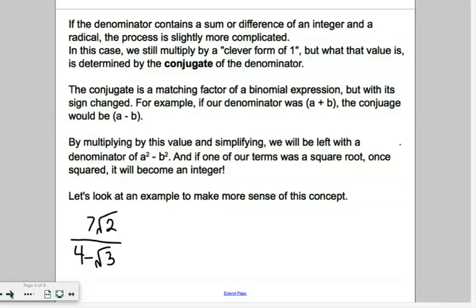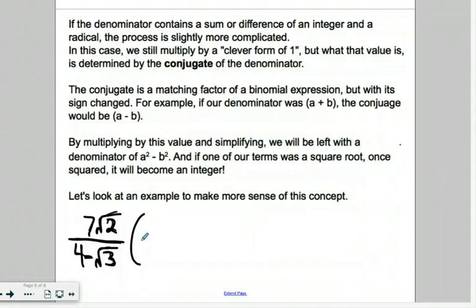So in this example here, what we have is 7 root 2 divided by 4 minus root 3. Okay, so there's clearly 2 terms, right? They're separated by a subtraction sign. There's 2 terms here. And I'm just going to kind of show you why multiplying by just root 3 over root 3 isn't going to work.